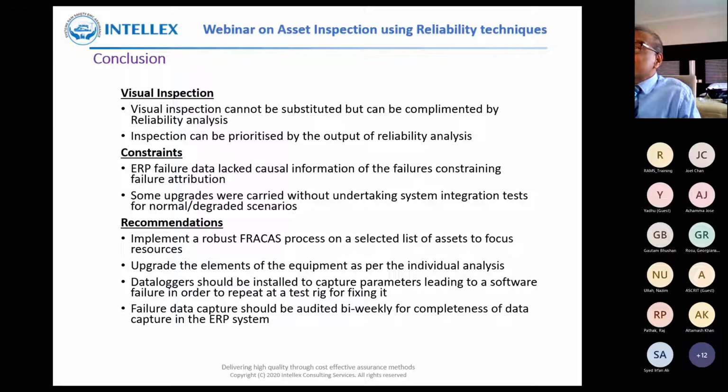Some of the issues we have found are in other systems, like system integration issues. When they bring in new upgrades, say for example a new rolling stock, you need to do site integration tests at different locations and make sure it's all working okay. There are also cases where the track layout has changed but the data in the system has not been updated, which was causing issues. Then they have some manual workaround for this. So all this integration part is quite important, and you should have a robust forecast process in place, and upgrade of the elements as per the individual analysis.